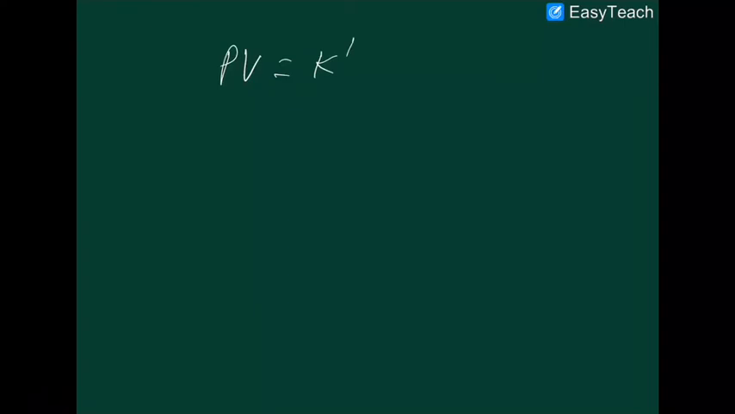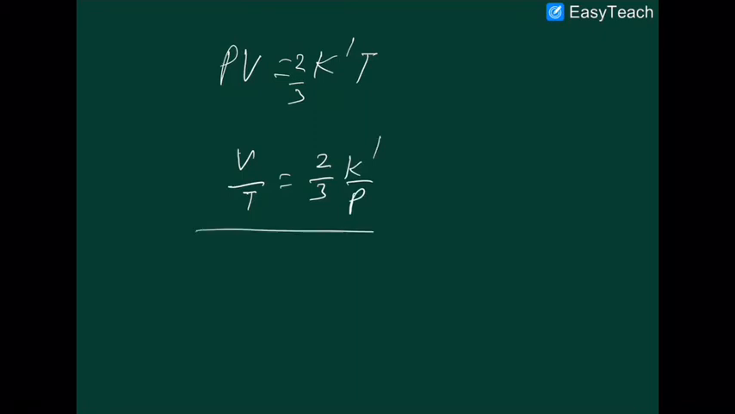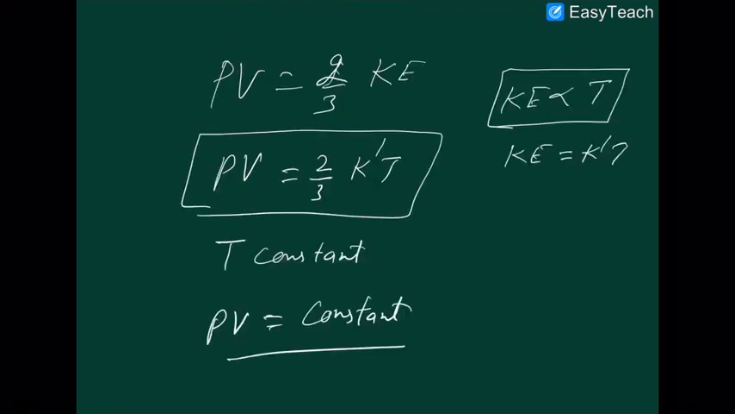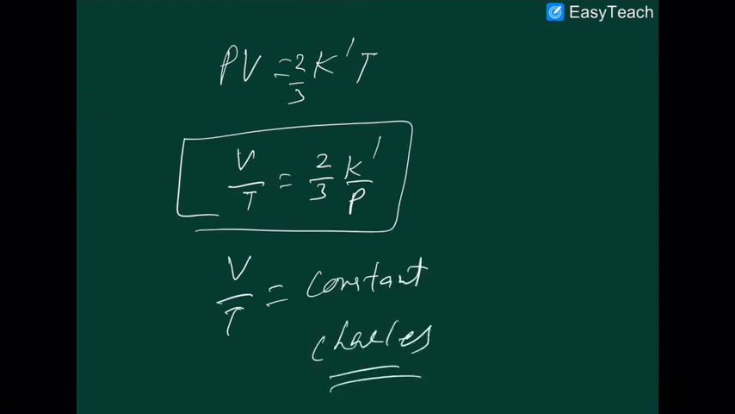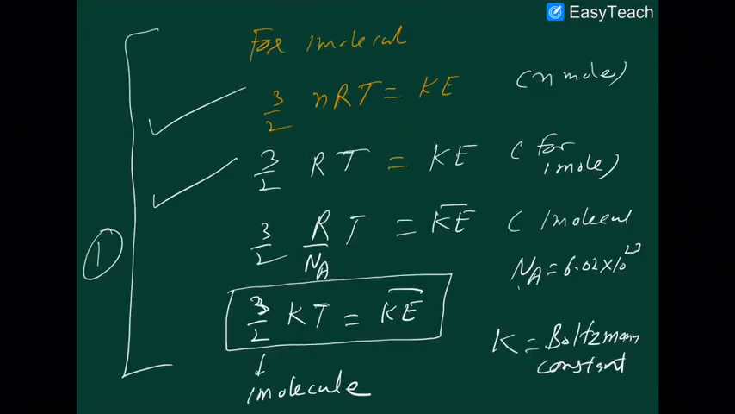Similarly, PV is equal to 2 by 3 K dash T. So V by T is equal to 2 by 3 K dash by P. So in the previous case you have PV equal to constant, so Boyle's law is satisfied. Now here V by T becomes constant. So now what is happening? Charles' law is satisfied.